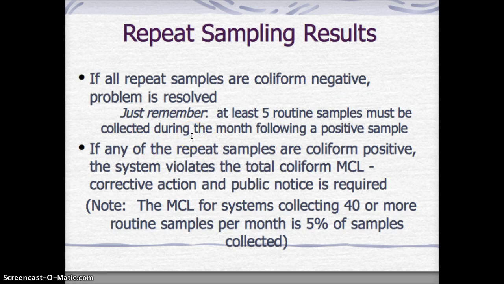And if any of the repeat samples are coliform positive, the system violates the total coliform MCL, and corrective action and public notice is required. And you'll see in Santa Rosa's sampling plan, they do have the public notice information. And a note here, the MCL for systems collecting 40 or more routine samples per month is 5% of samples collected.